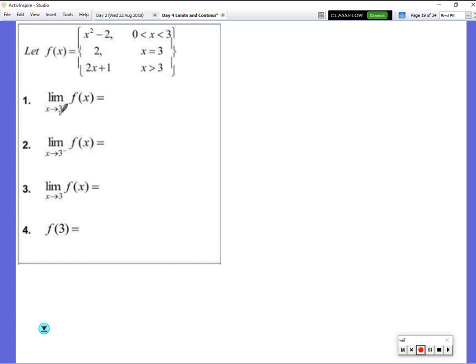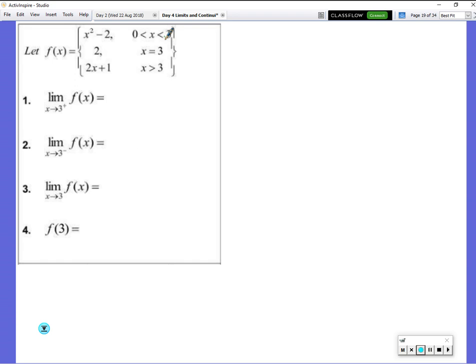We're supposed to find the limit as x approaches 3 from the right. So look up here and I say, okay, here's my formula for the function now. So instead of a graph to find all the outputs, I have formulas. Piecewise just means you have more than one formula. The top formula gets used if the input is between 0 and 3. The middle one gets used if the input is exactly 3. The bottom one gets used if the input is greater than 3.